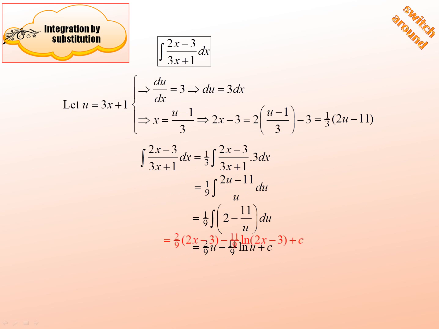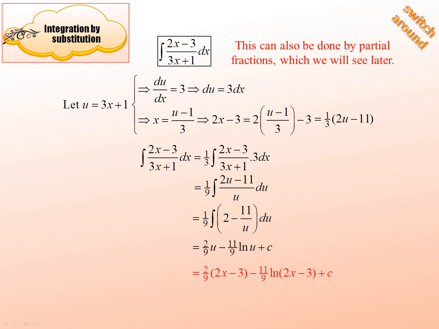Integrate, substitute back, and we could multiply out the brackets. 4/9 x minus 11/9 ln 2x minus 3 plus c, and that's one there can go because it combines with the c. We can also do this by partial fractions. That'll come up in a later video. You can choose which way to do. Maybe easier by partial fractions.